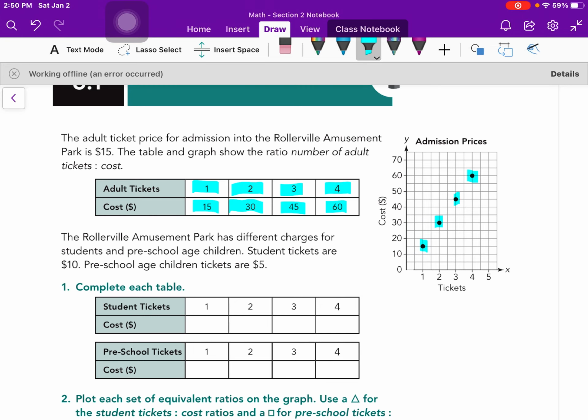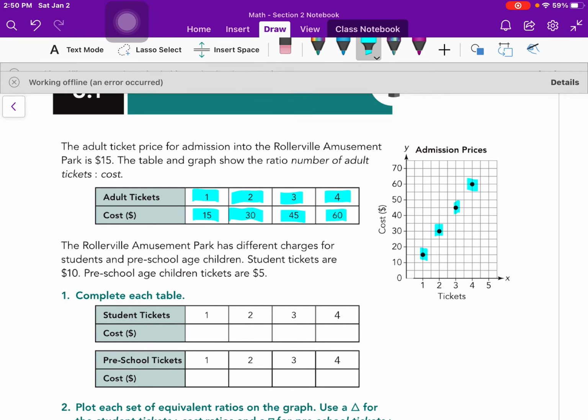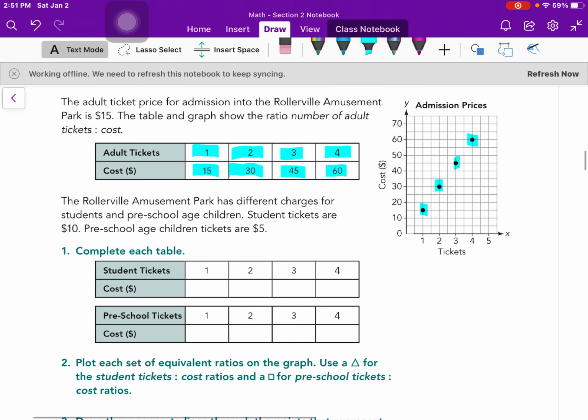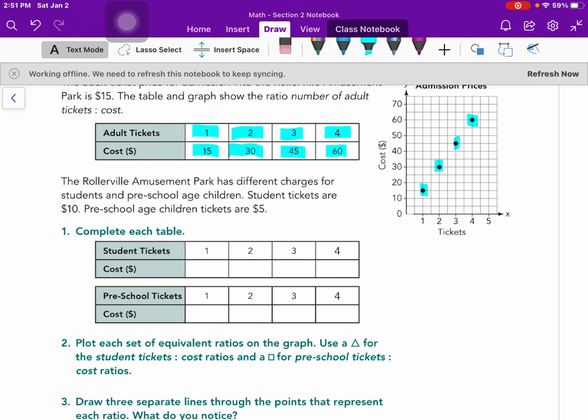The Rollerville amusement park has different charges for students and for preschool children. Student tickets are $10 and preschool age children tickets are $5. It says complete each table and then plot them. Why don't you pause me for a second and see if you can fill out these tables and then join back here as soon as you can to see if you got them right.